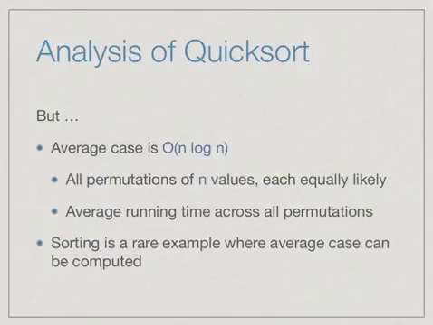But if you do this calculation, it turns out that in a precise mathematical sense, Quicksort actually works in order n log n on average. So the worst case, though it is order n squared, actually happens very rarely.